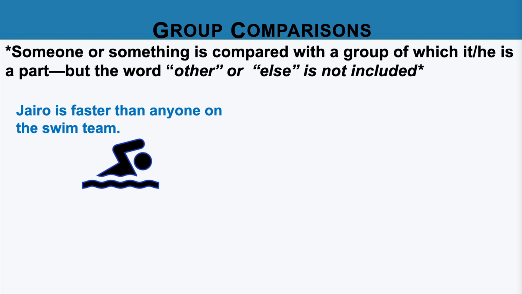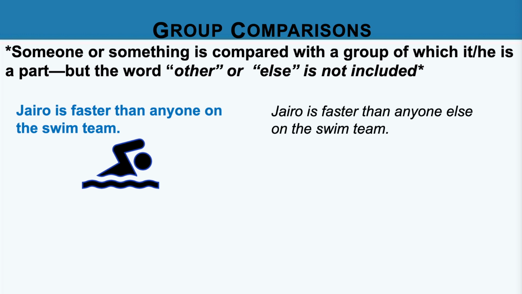So if we see this sentence here, Jairo is faster than anyone on the swim team. What that sentence is saying is that Jairo, the individual, is faster than anyone on the swim team, but it actually says that he's not on the swim team. So if you meant to say that he's a member of the swim team and he's the fastest or faster than anyone else, you would actually need to say "anyone else." So here we go. Jairo is faster than anyone else on the swim team. This "else" indicates that he's part of that group, part of that swim team.